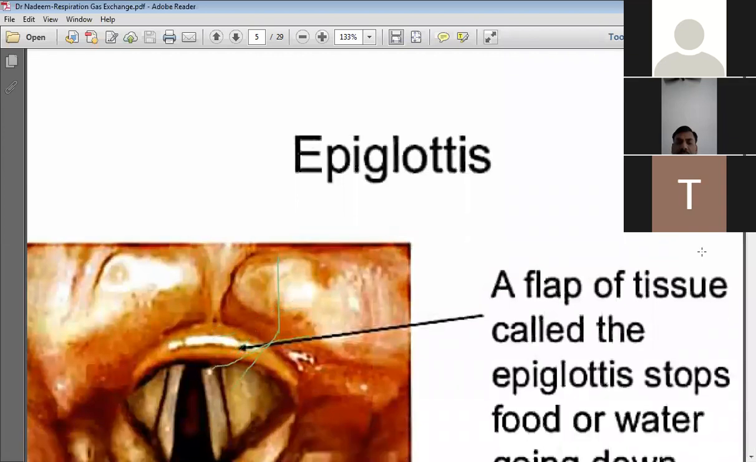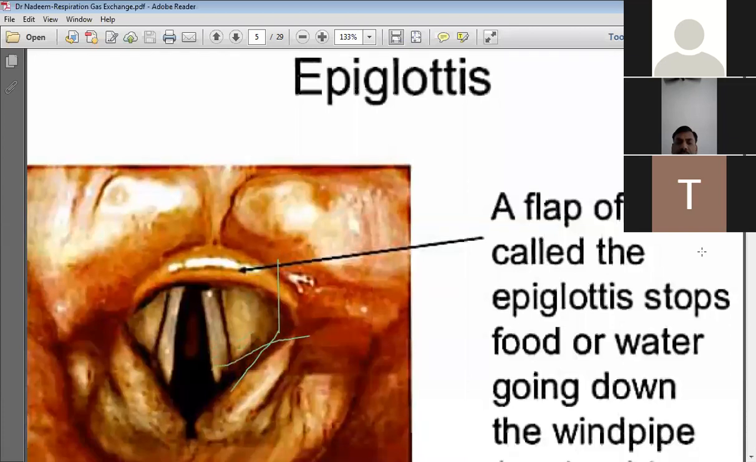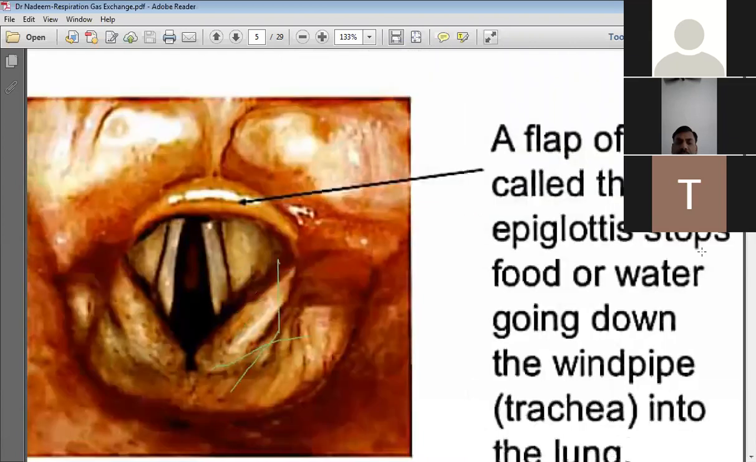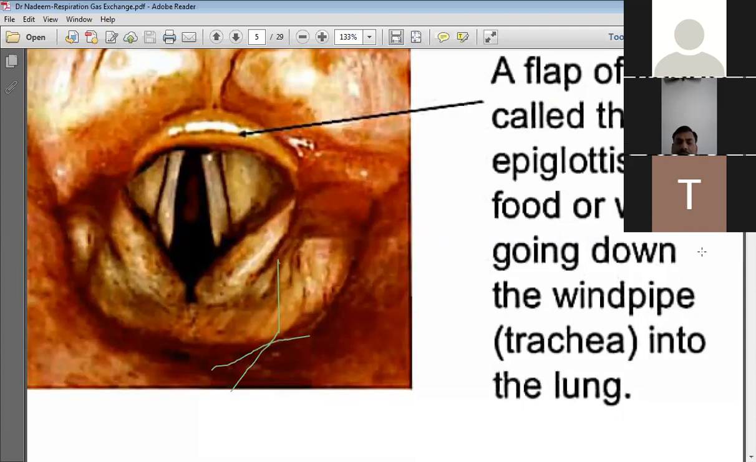Another supporting organ is the epiglottis. What is the epiglottis? It is a flap of tissue. It stops food or water from going down the windpipe, also known as the trachea, into the lung. The food we eat or water we take has to be diverted from going into the trachea, the windpipe, through which we take air inside. Through this process of taking air inside, the oxygen is taken into the lungs.